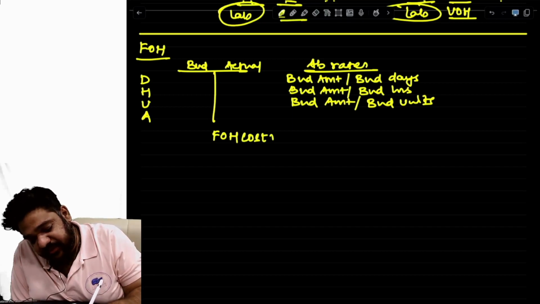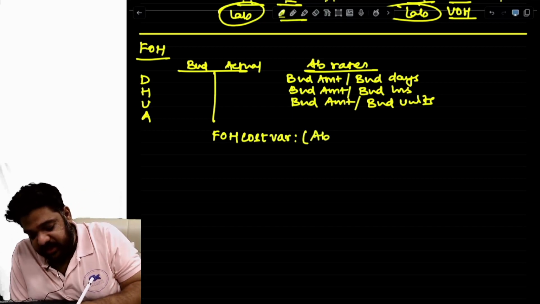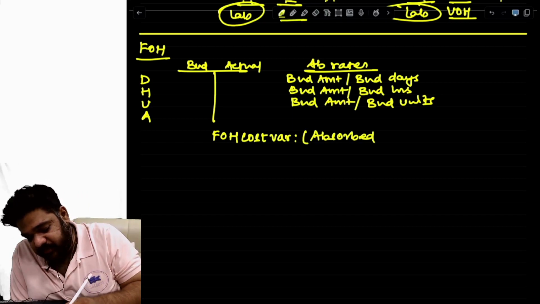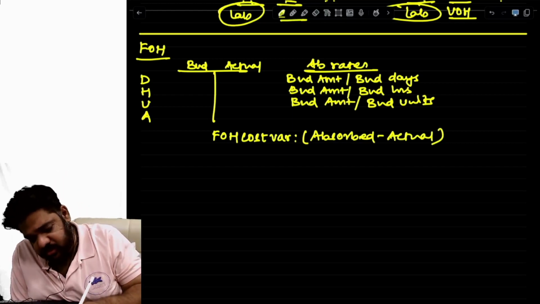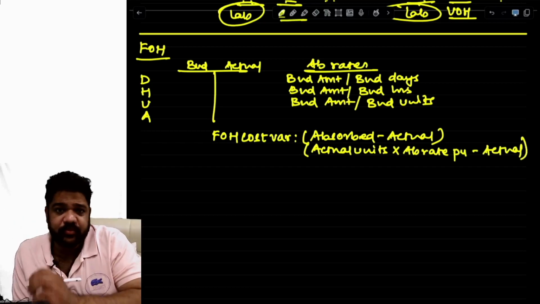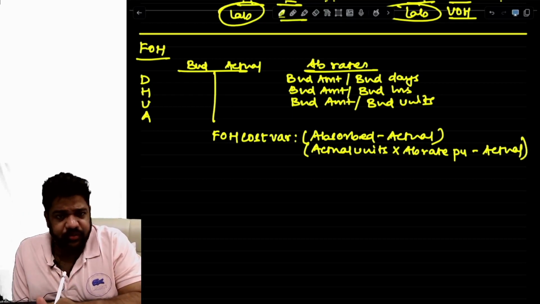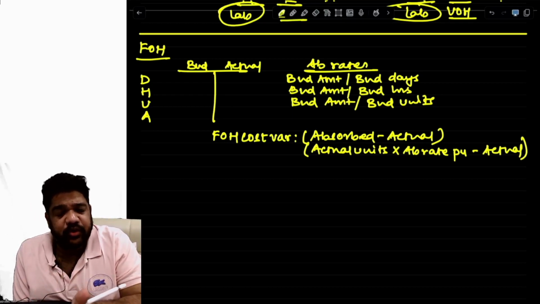Now, the first variance is the fixed overhead cost variance. How do you get the fixed overhead cost variance? It is absorbed minus actual. How do you get absorbed? Absorbed is basically whatever are the actual units into absorption rate per unit, minus the actual. Whatever are the actual number of units into absorption rate per unit, minus the actual. So that will get you your absorbed amount.